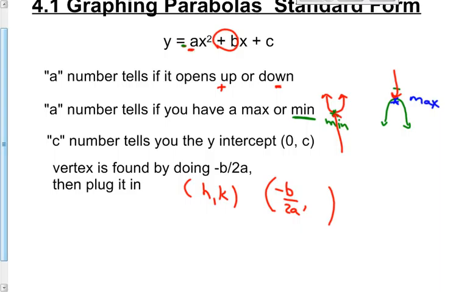That will be the x-coordinate of our vertex, and then the y-coordinate of our vertex will be found by plugging in the value that we just got for x. So negative b over 2a, and then plug it in to come up with your official vertex.